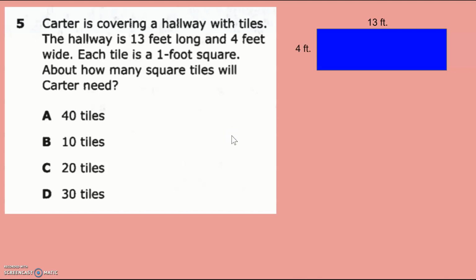Each tile is 1 foot square. About how many tiles, or square tiles, will Carter need? About is an important word. About means that I'm not looking for an exact answer. Also, I can look at my answer choices and see that they all end in 0, so I'm not looking for an exact answer. I'm going to round my biggest number, which is 13.